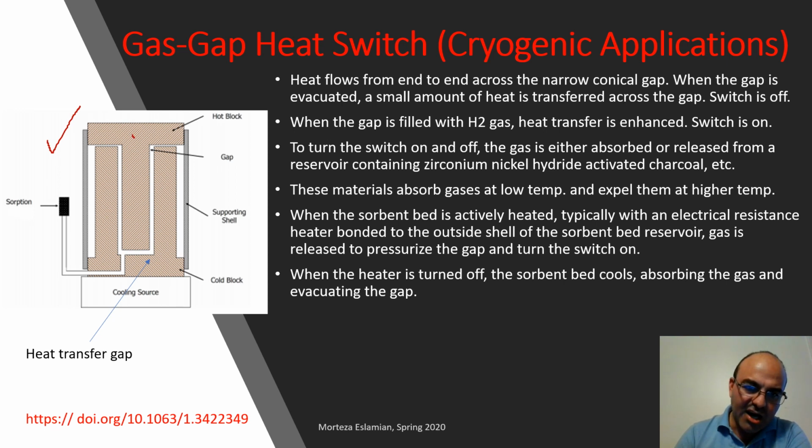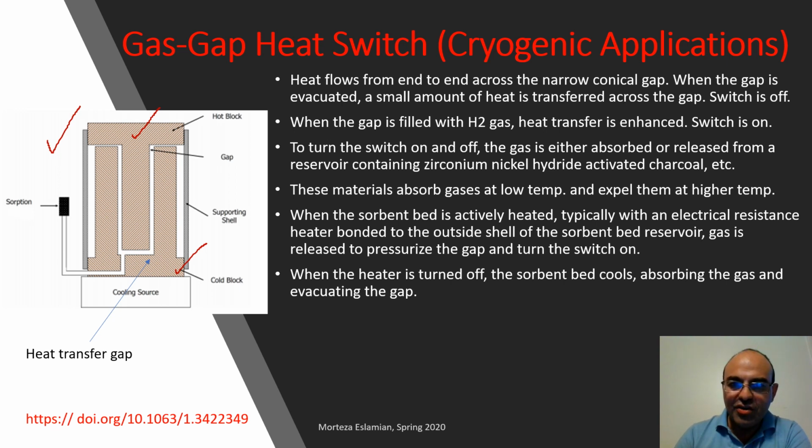The switch has a hot block and it does have a cold block. And the cold block is attached to the cooling source, such as the liquid nitrogen, for instance. So we only want to cool the hot block when it's needed. So in general, there is a gap that you see here between the hot block and the cold block. And this gap can be filled by a gas.